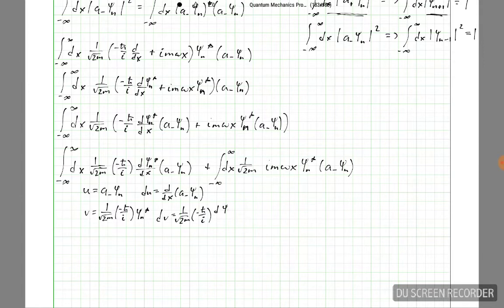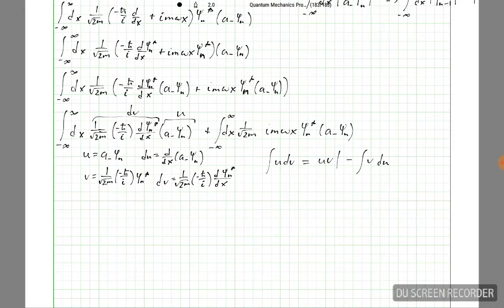And that's going to be dx of psi n. So we will be doing our integration by parts. We defined our u and our dv. So I have dv and I have u. And that's going to equal the integral evaluated minus the integral of v du. So now I'm going to have the integral evaluated of u times v.